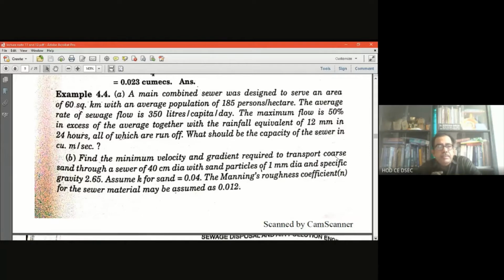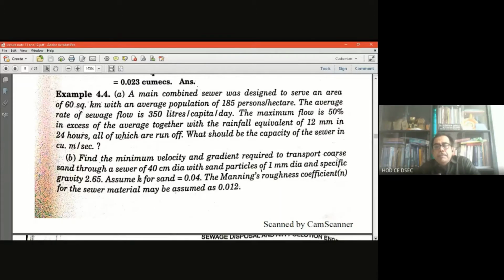Area is given. Why is area given? Because to calculate the stormwater discharge. And the population is given. Why is population given? Because it is required to calculate the sewage discharge. For the calculation of sewage discharge, the population is required, and for the stormwater discharge, the square kilometer of that catchment area is required. These two fundamental parameters are required. Average rate of sewage flow is also given.